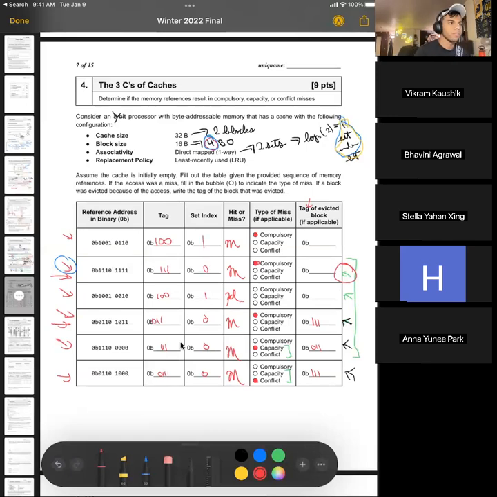So the question was for the second to last access, so this one right here, why wouldn't we evict 100 here? Well, the reason that we're evicting 011 instead is that the block with tag 100 belongs to set 1. And because it belongs to set 1, these blocks cannot belong to the same block because they belong in different sets.